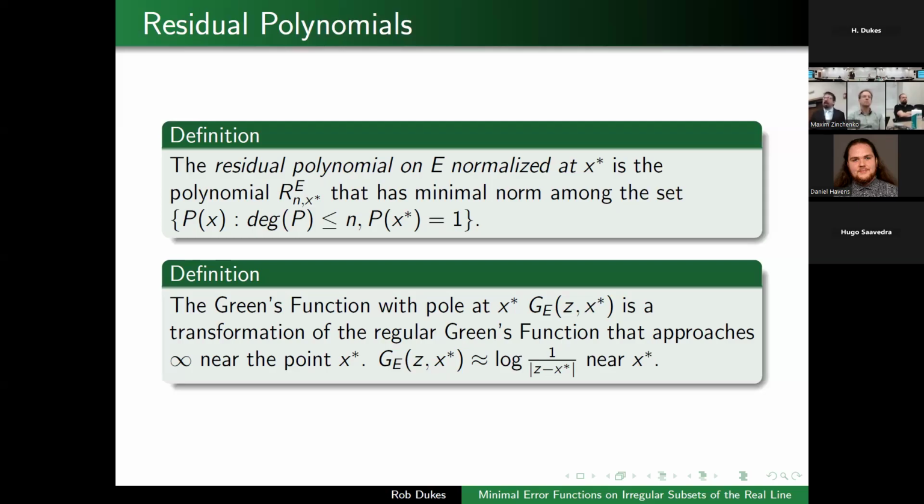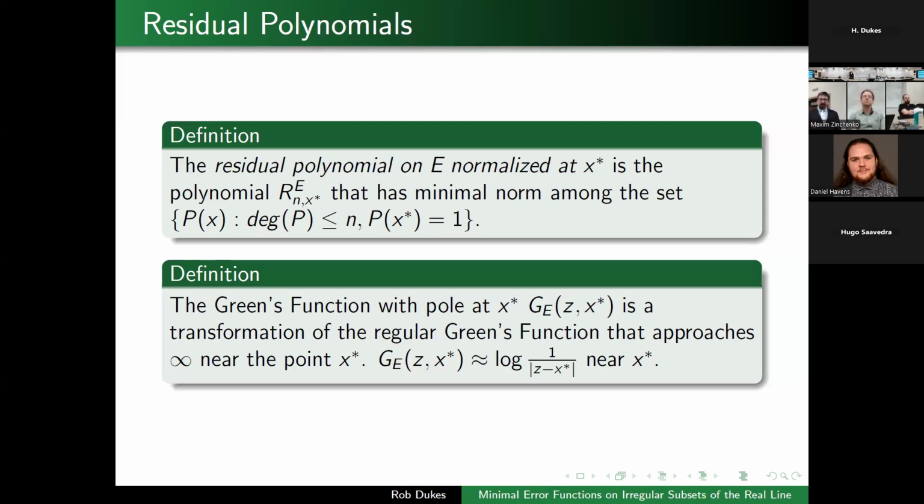Well, we get a new Green's function. Strictly speaking, the Green's function always has 2 arguments. It has a pole, a point where it goes to infinity, and then it has the standard input. And so we usually fix that pole. In the previous cases, we were fixing the pole at infinity. But instead, we can fix the pole at this x star. And then what happens is that near x star, it's still logarithmic, but it's logarithmic of 1 over z minus x star. So it goes to infinity there instead of at infinity. That'll be its only pole.